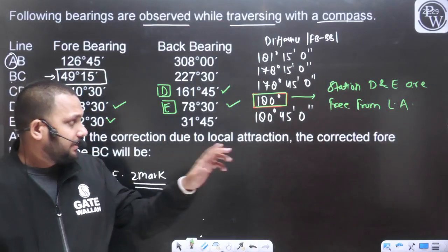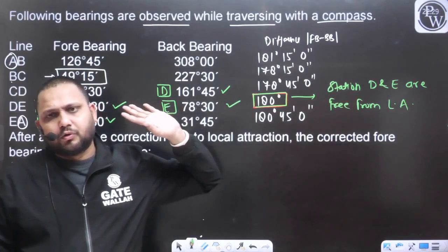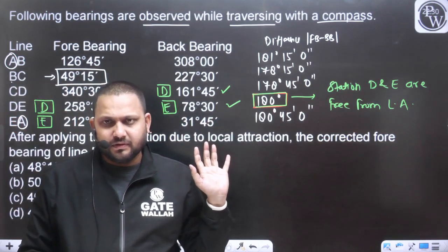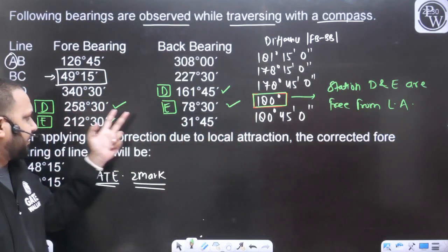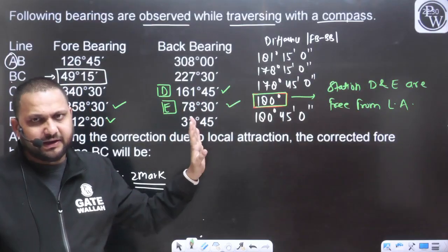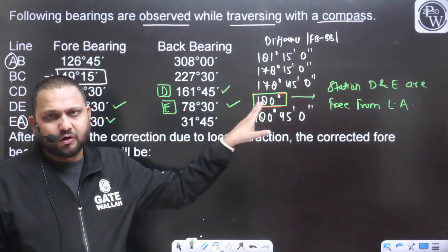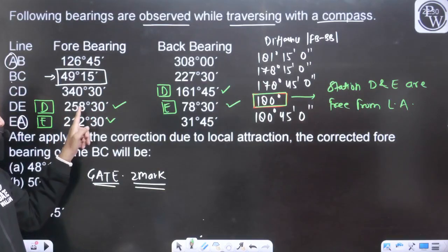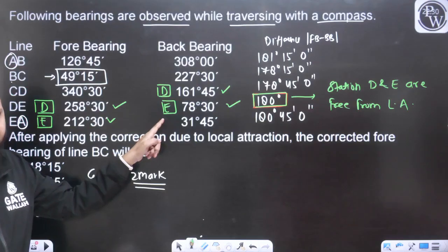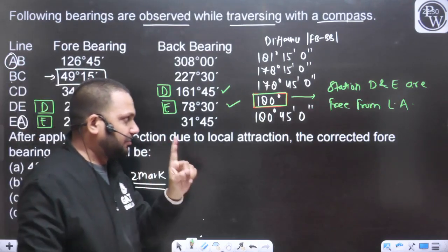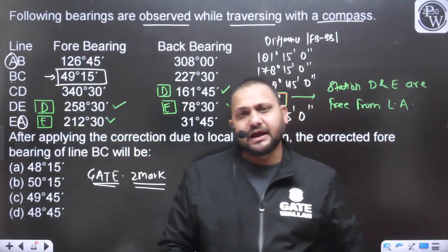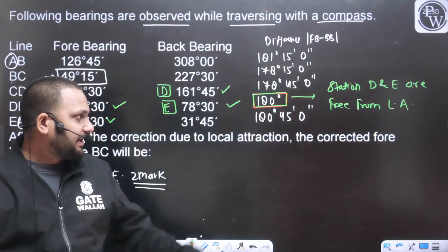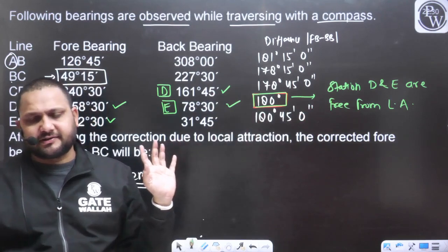I am not saying only these two stations are free from the local attraction. I don't know about the remaining stations. Because for this line, we are getting the difference of the fore bearing and back bearing as 180 degrees. Based on this value, I can say these two readings are correct, and these readings we have measured from the stations D and E. That means we are simply concluding one thing: stations D and E are free from the local attraction. This is our conclusion.